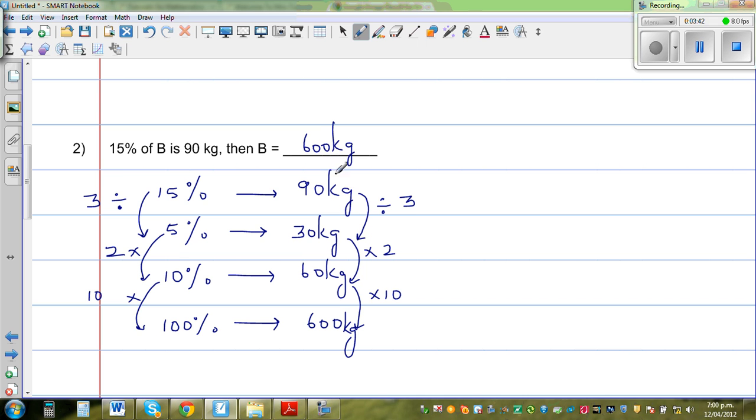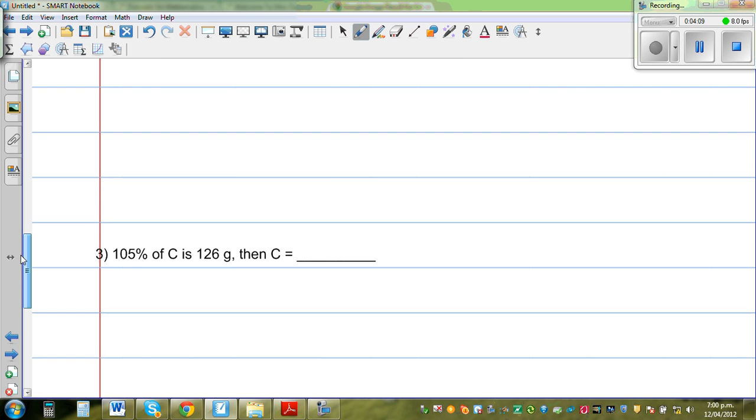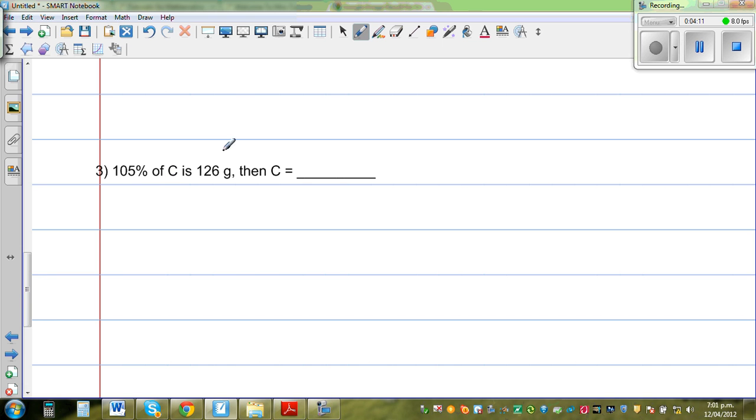So you can do mental calculation. To check your answer, it's always good to check. 10% of 600 is how much? It's 60. So 5% is half of 10%, which is 30. So you can check your answer. 15% is 90, so you can be happy with your answer. This is absolutely right. Okay, let us look at the next question.